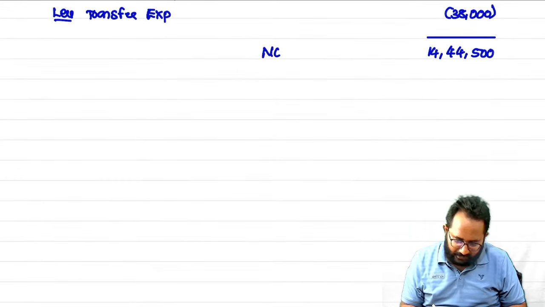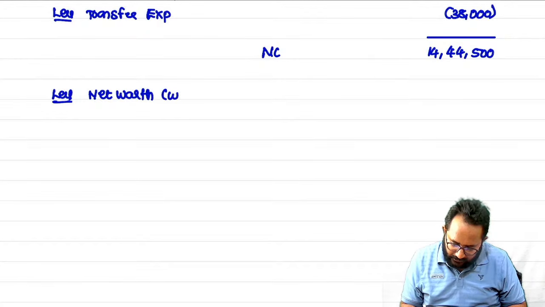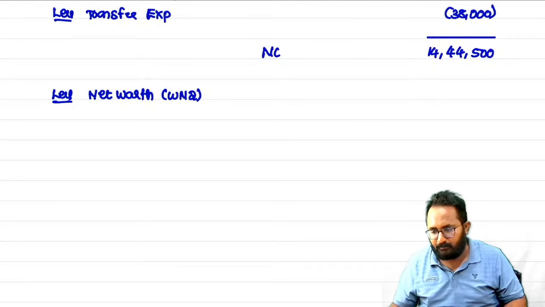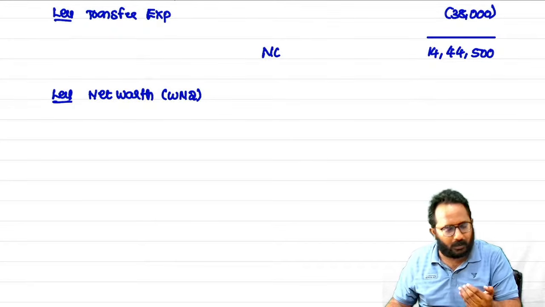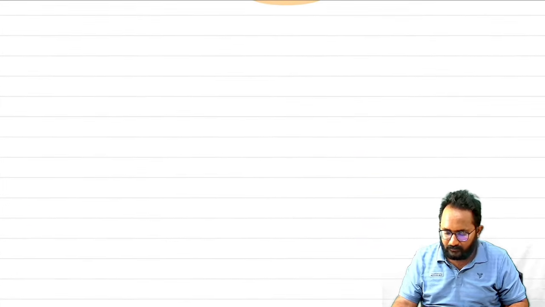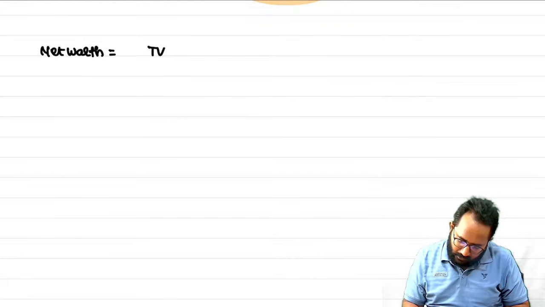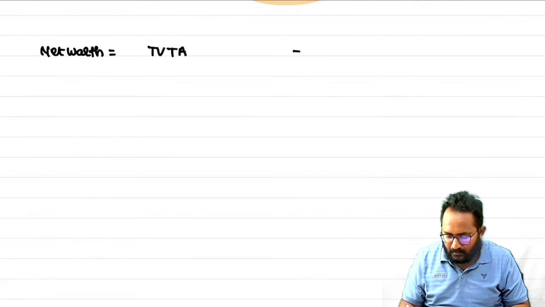14,44,500 minus the cost of acquisition, but instead of that I can take the net worth by using working note number 2. I will calculate the net worth. Shall I calculate the net worth? Yes, you know net worth computation: total value of total assets minus outside liabilities.